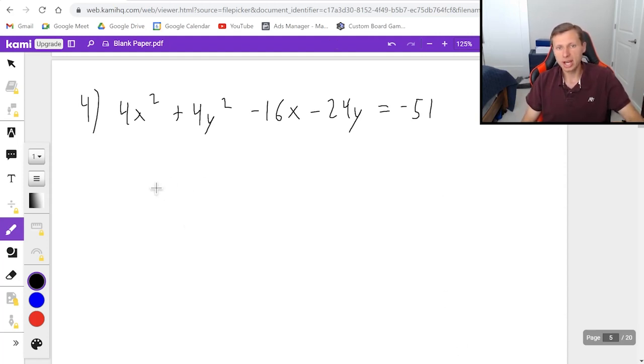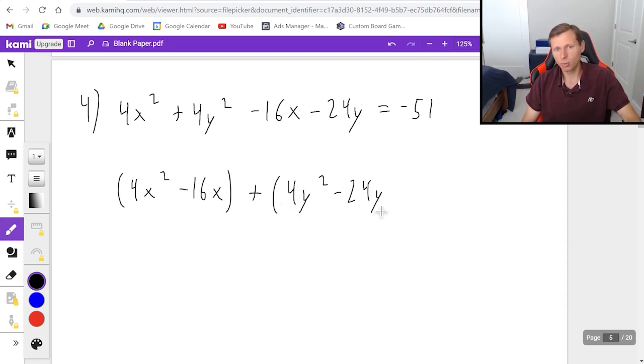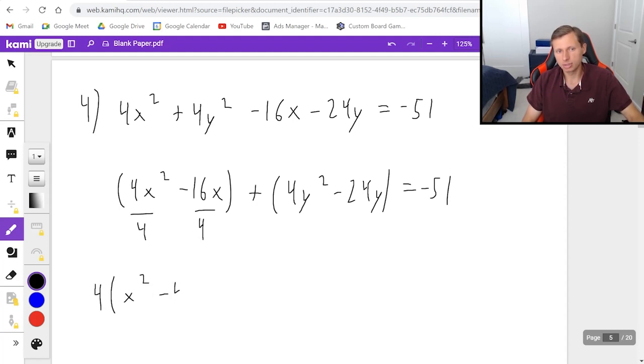So here's the first thing I'm going to do. I'm going to group the x's together and group the y's together. So in other words, I've got here 4x squared minus 16x plus 4y squared minus 24y equals negative 51. Now before I go about completing the square, I need to factor out the 4 because I can only use completing the square if there's nothing in front of the x squared or the y squared. So luckily both of these things are divisible by 4, which means I can factor out a 4, and it's going to be x squared minus 4x now.